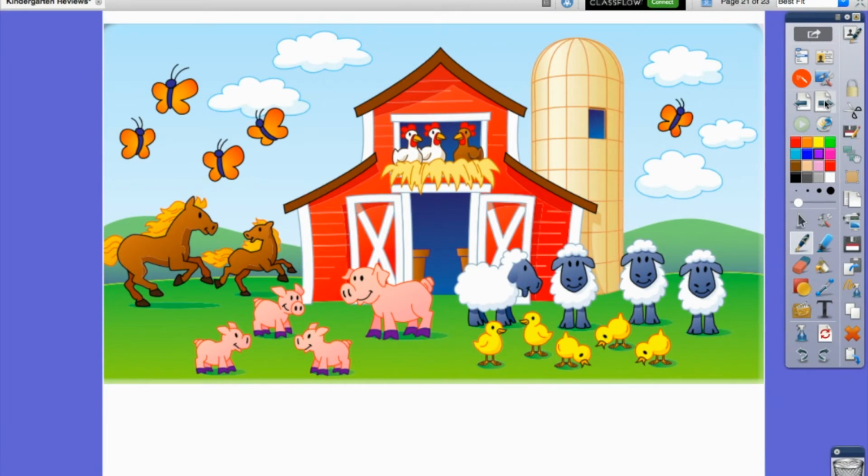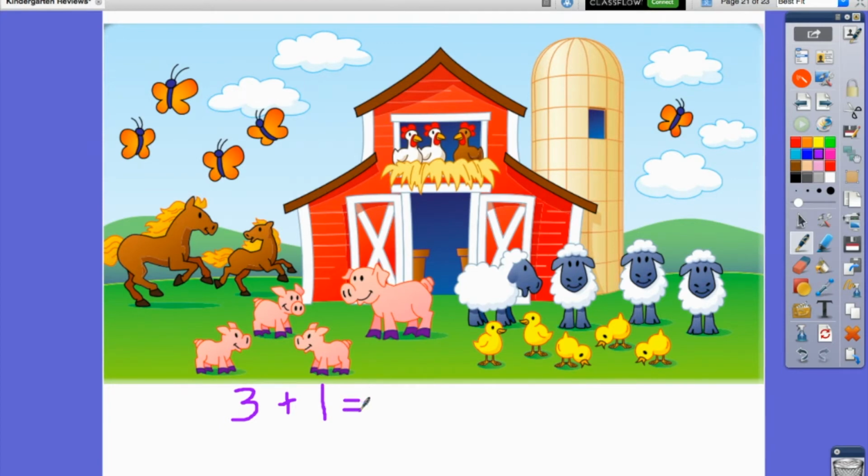Let's start by looking at the pigs. Now I notice when I look at the pigs, I have 3 baby pigs and 1 mama pig. So I'm going to put those into 2 different groups. I'm going to put the babies, and I'm going to use my plus sign because I'm going to put the groups together. There's 1 mama pig. So 3 babies and 1 mom.